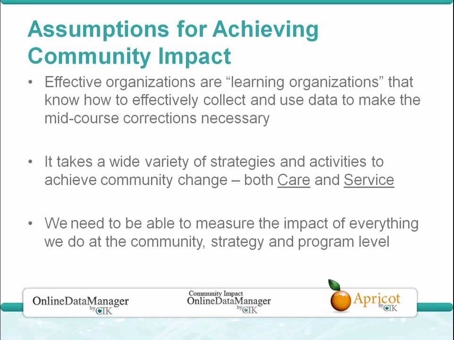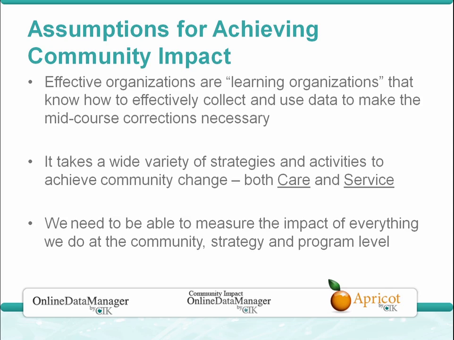So that's great. One of the things that really is important for me is setting some assumptions around achieving community impact. The first one is that effective organizations, whether they be funders or the agencies we fund, need to be learning organizations that know how to effectively collect and use data to make the mid-course corrections necessary. So it's very clear that we need data today so that we can make changes, we can fine-tune as we react to the environment. And I'll talk a little bit more about why that's so important in a few minutes.